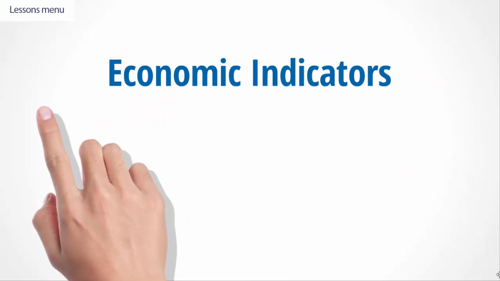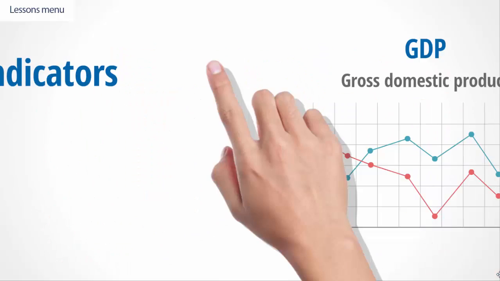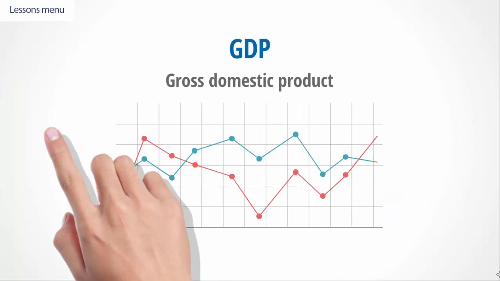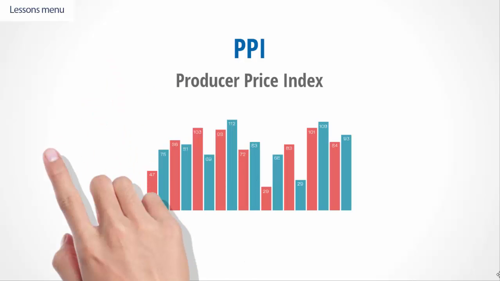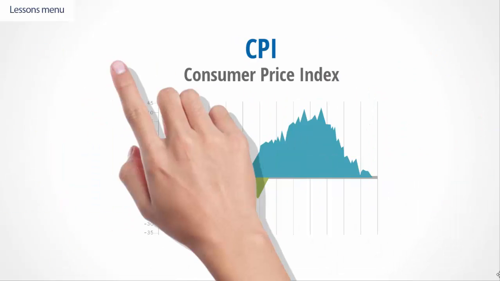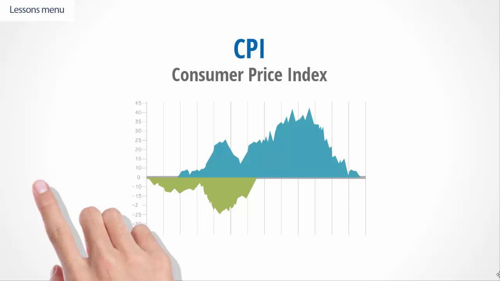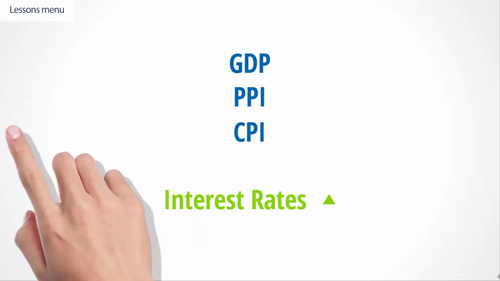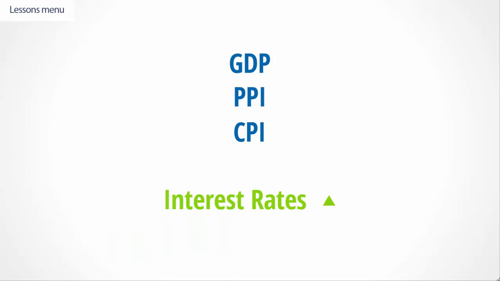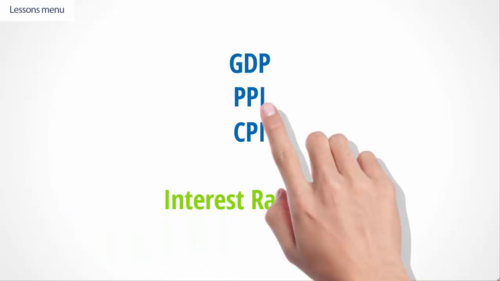Growth indicators like GDP, gross domestic product, inflation indicators like PPI, producer price index, CPI, consumer price index, and construction indices can all have an important impact on the currency markets when the latest news is released. Rises in any of these indicators can be a signal that interest rates are likely to rise.